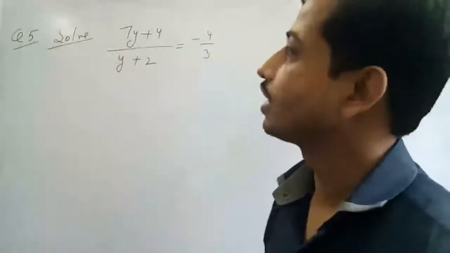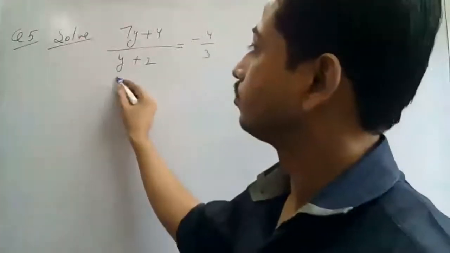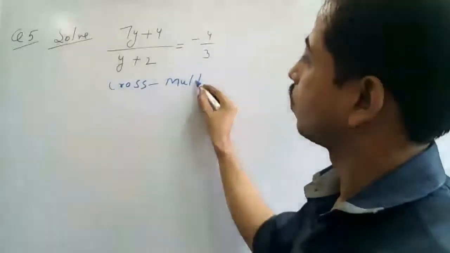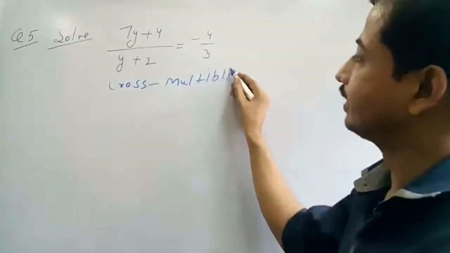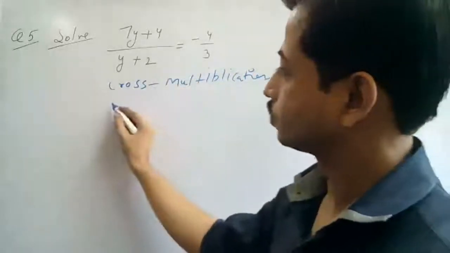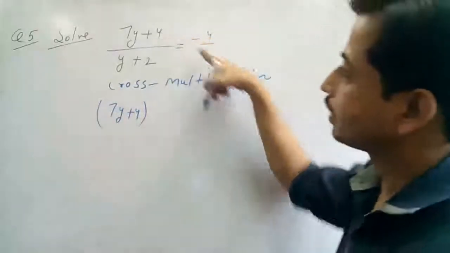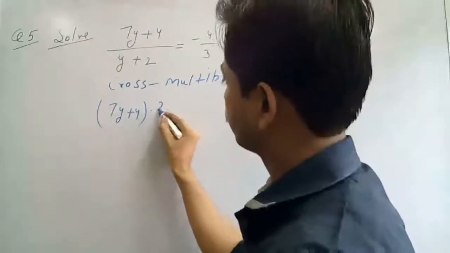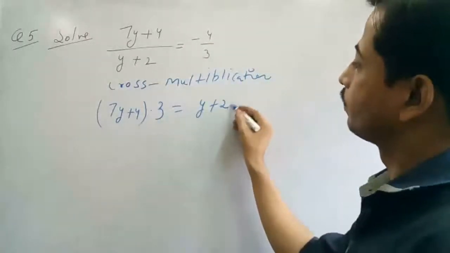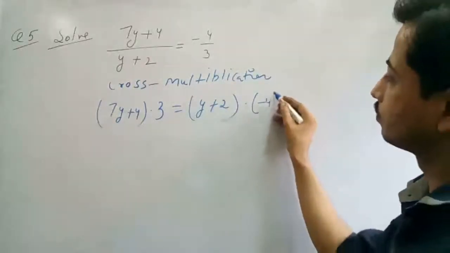So question number 5, solve. It's already in rational form. So what we have to do? We have to do cross multiplication. So I am doing cross multiplication. It's very easy to solve by using cross multiplication. So 7y plus 4 is multiplied with 3. Same, y plus 2 is multiplied with minus 4.